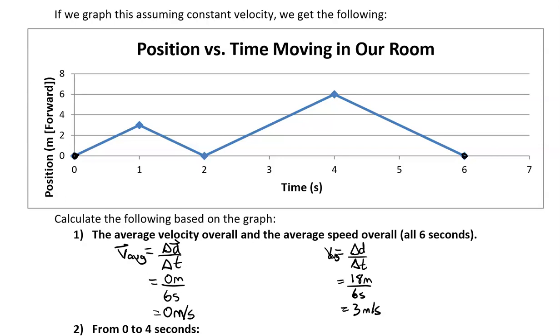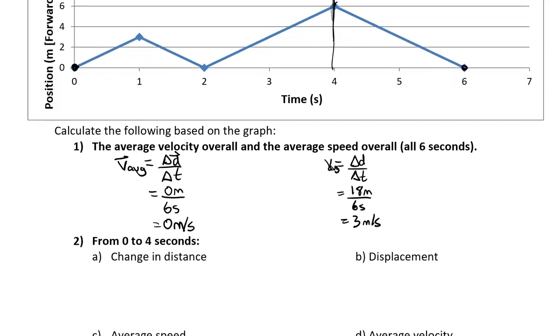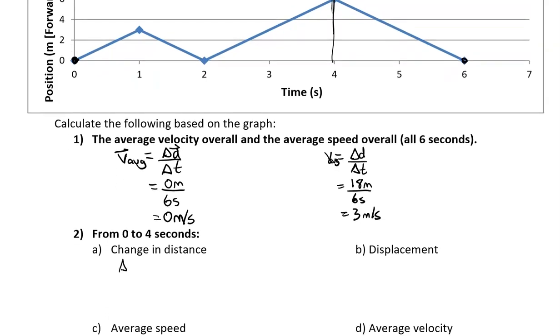Perfect. All right, so now let's look at going from 0 to 4. So we're going to stop here for this next question. What's the change in distance? Well, the change in distance has been 12 meters. We already counted that: 3 meters there, 3 meters back, and 6 meters forward. What's the displacement? Well, you're 6 meters away from where you started, and that is in the forwards direction.